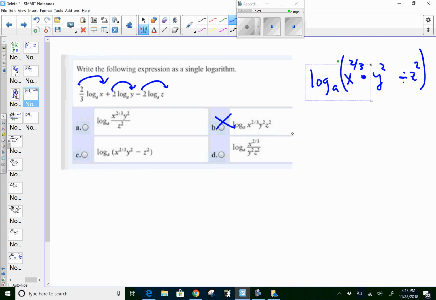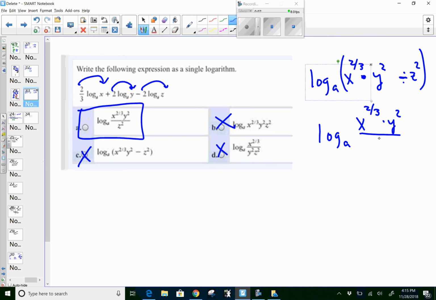This one is assuming that everything is on the bottom. That's not true because it's times here and division there. So that's out. This one here is under the assumption that subtraction stays, but that's not true. That changes to division. So the only correct answer that makes sense is this one. And I could rewrite this as log base a of x to the 2/3 y squared, I don't need the little dot there, over z squared. Right? So I could put the z squared there. I could put it here. It's still the same thing. The correct answer is A for that one.